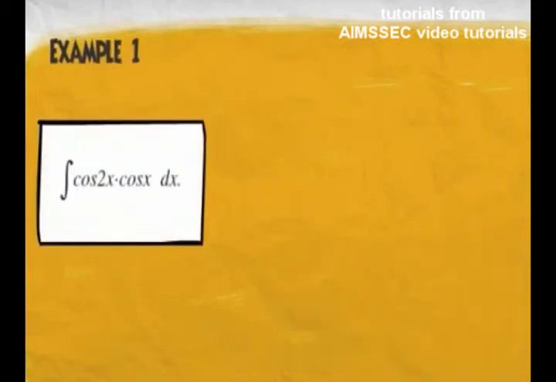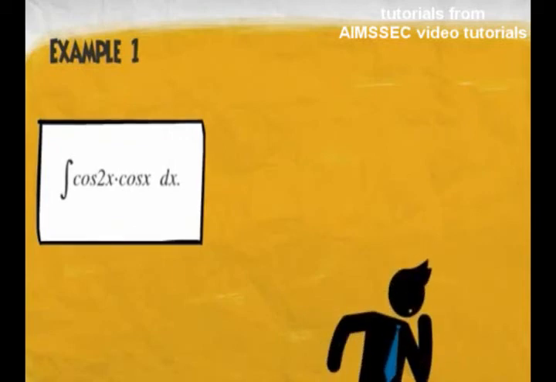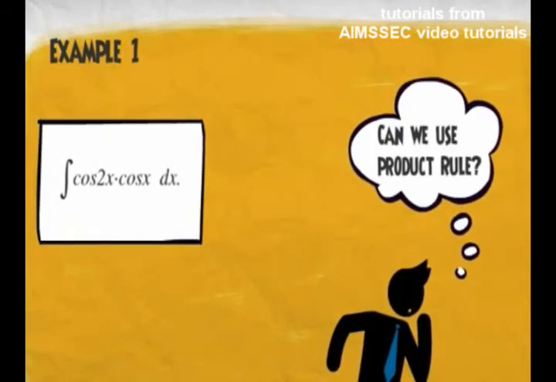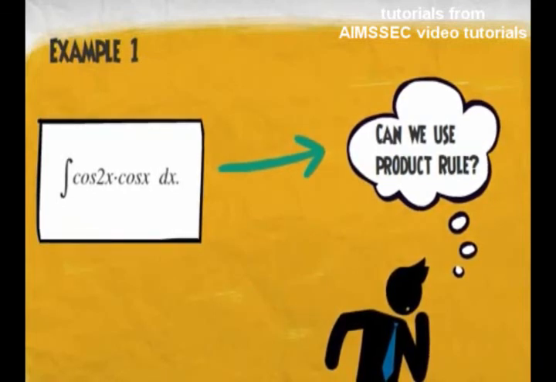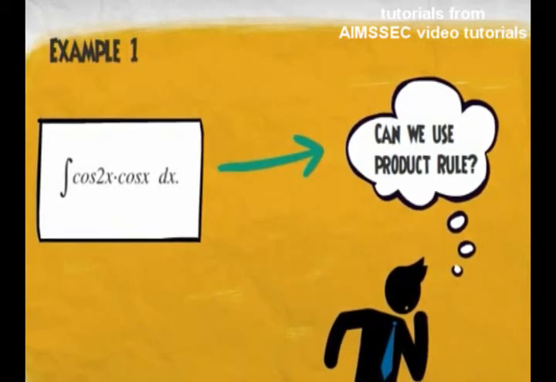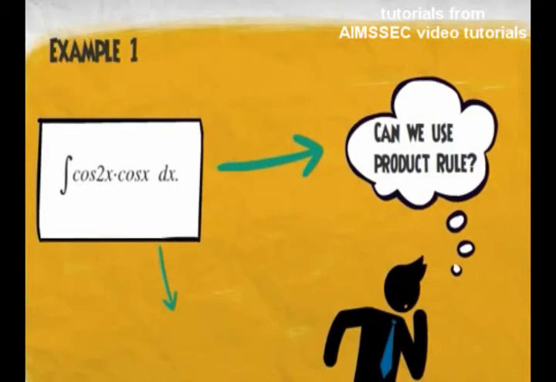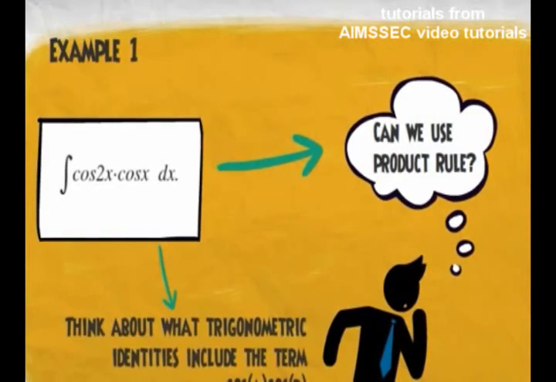So let's take a look at the first example. We've got the integral of cos 2x times cos x. How do you think we might be able to integrate this? The product rule is a good idea, so try it at home and see where you get. You might find you get quite stuck. So another idea is to look at the trigonometric identities that include the product cos A times cos B.